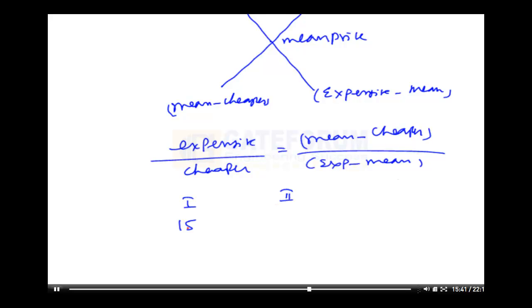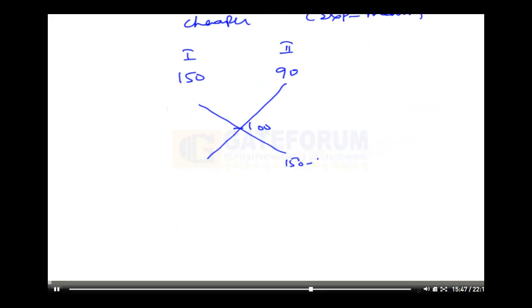Expensive is 150, cheaper is 90. We want to sell it for 100. That means the ratio is 150 minus 100 there, 100 minus 90. That will give you the ratio is 1:5. How to interpret this? If he takes 1 kg of 150, he must mix with 5 kg of 90 of the second variety. Then the mix can be sold for 100 rupees without any loss of money.